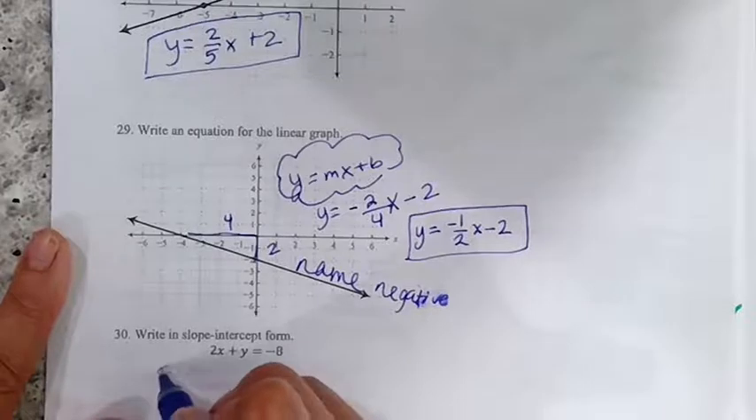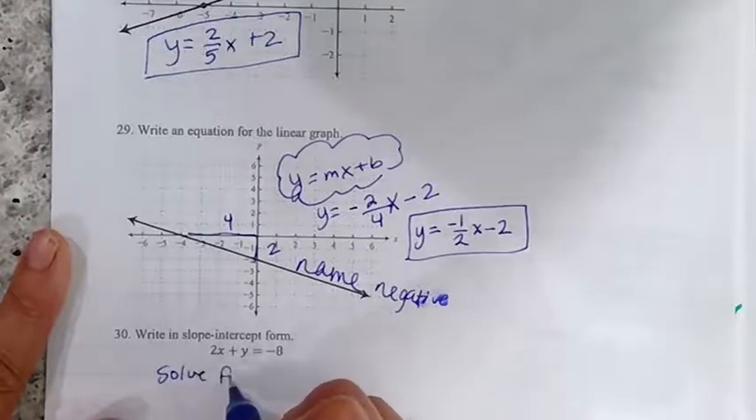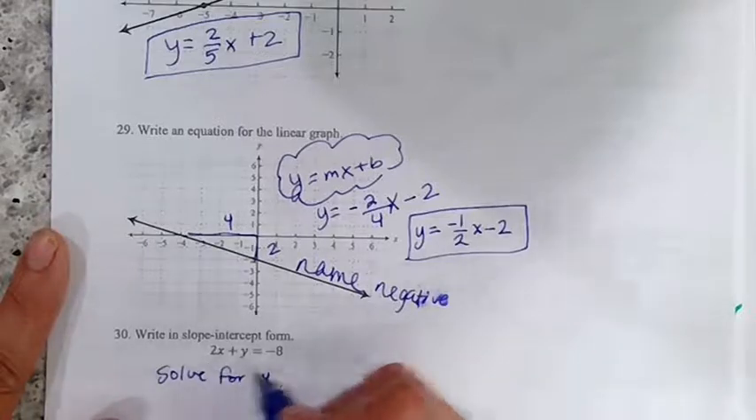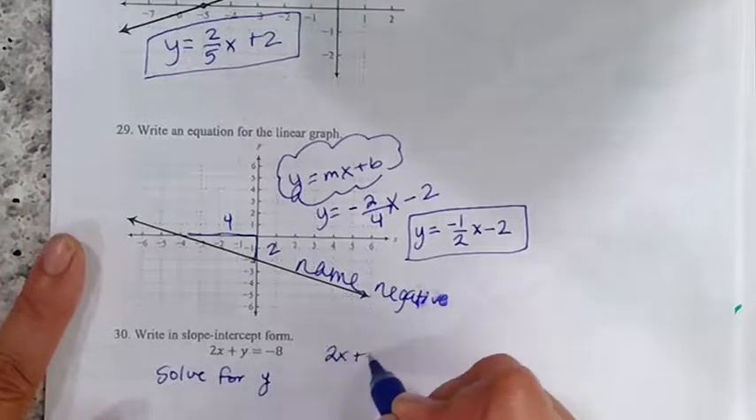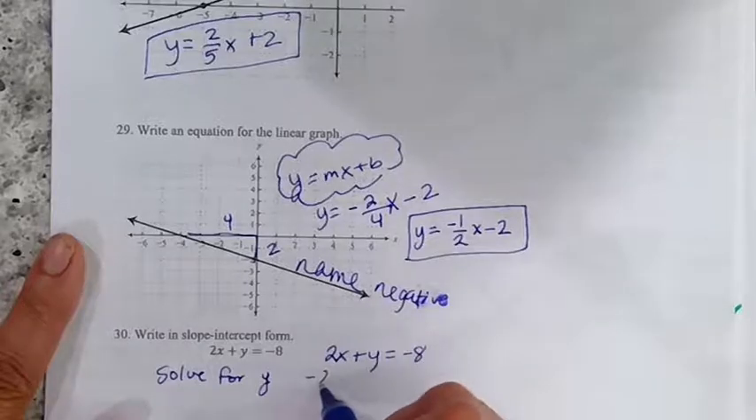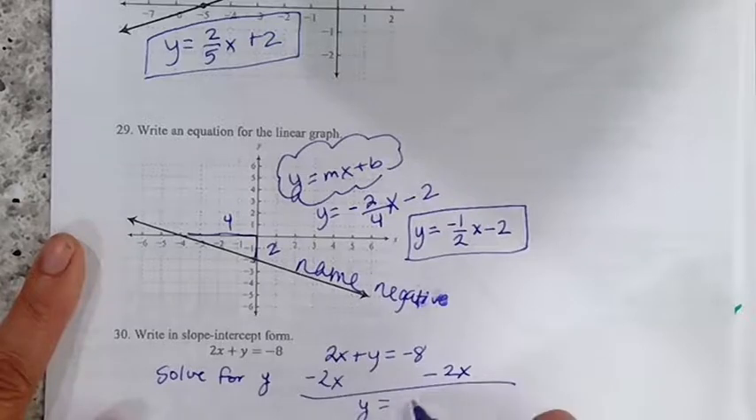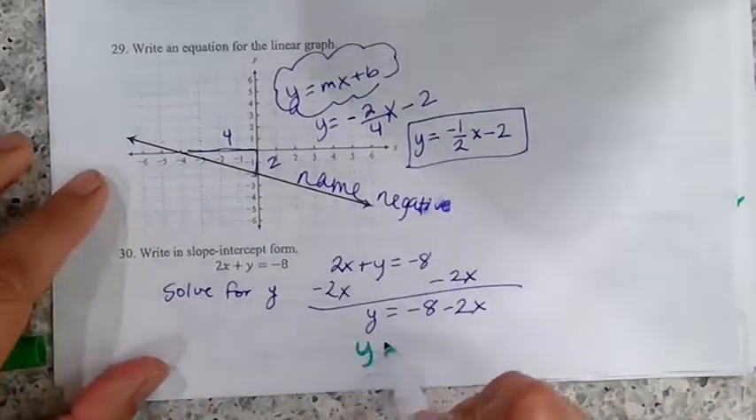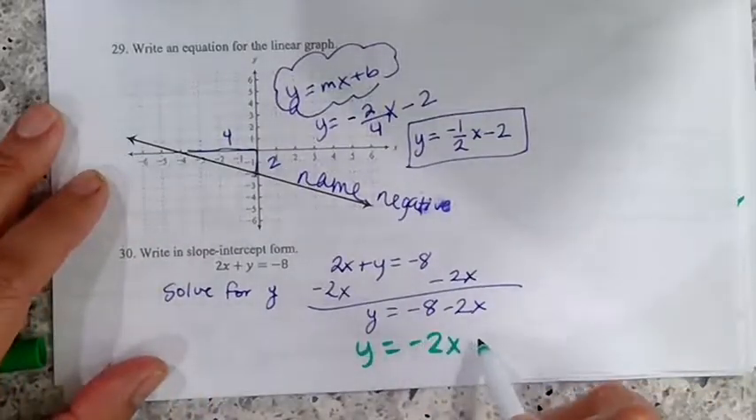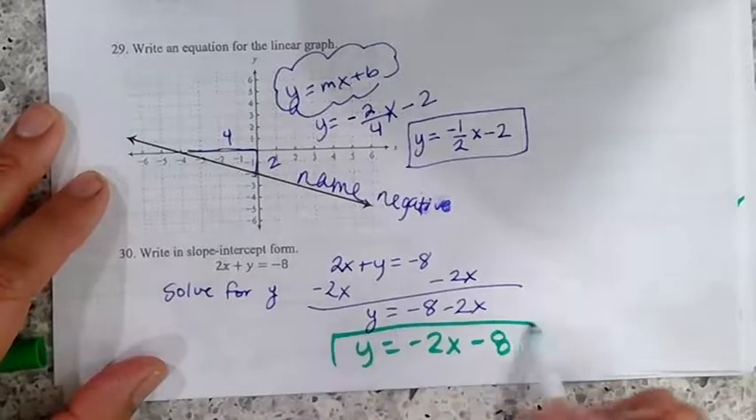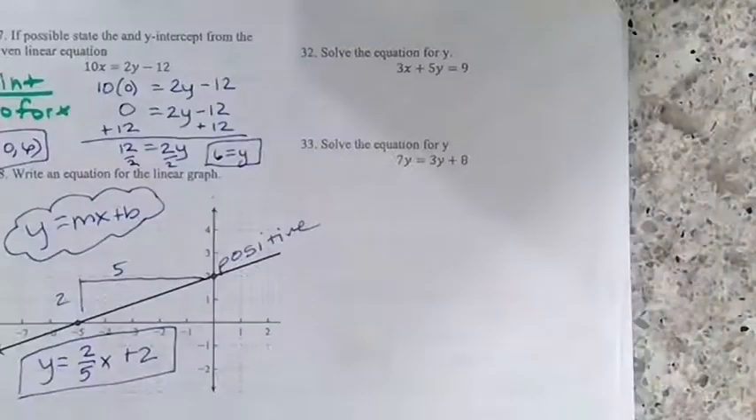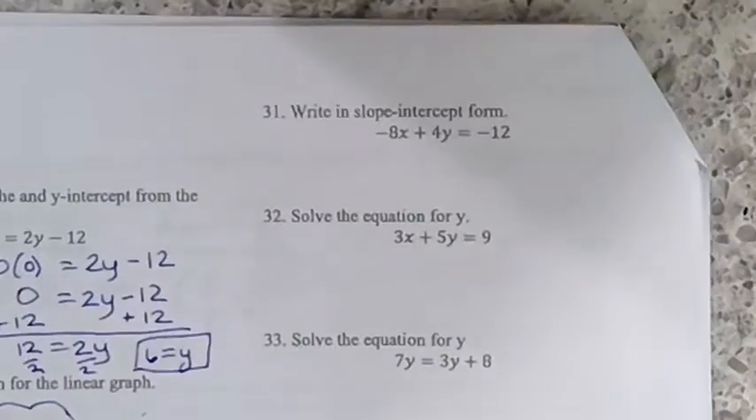Slope-intercept form says just rewrite it in the form y equals mx plus b. So this just means solve for y. So you minus 2x from both sides. So then you have y equals negative 8 minus 2x. Usually you don't see it that way. You see it more in slope-intercept form. So this is going to be y equals negative 2x plus negative 8, or just minus 8. Write in slope-intercept form just means solve it for y.